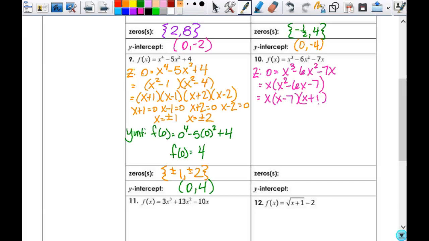There you go. So then I'm going to set, how many answers am I going to have? 3. Some of y'all just had 2. Okay, I've got x equals 0, x minus 7 equals 0, and x plus 1 equals 0. So there's one of them, and then I get x equals 7, and x equals a negative 1. So negative 1, 0, 7.